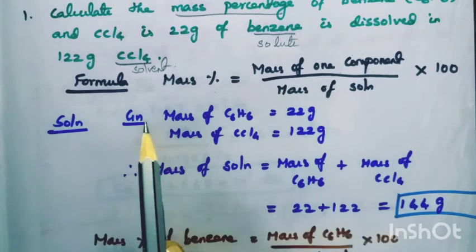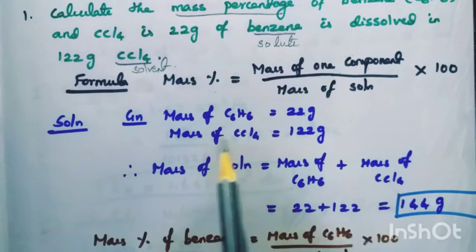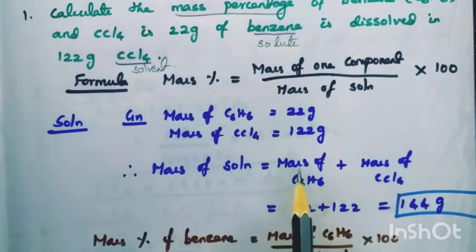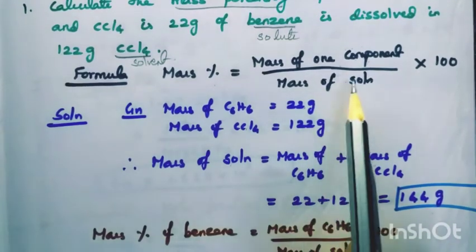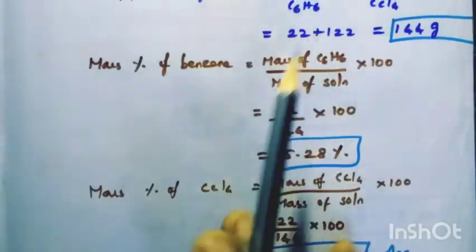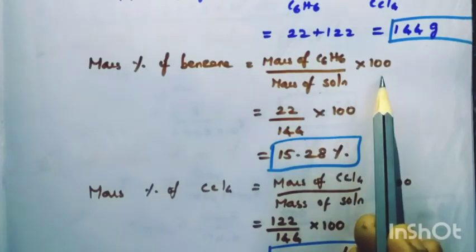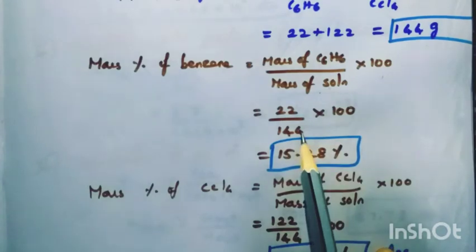First I have to write the given details. Mass of benzene is 22 gram, mass of CCl4 is 122 gram. Therefore, the mass of solution is both of these: 22 plus 122 equals 144 gram. Since we need the mass of the solution, the mass percentage of benzene is equal to the mass of benzene by the mass of the solution into 100. Mass of benzene is 22, overall solution is 144, into 100.